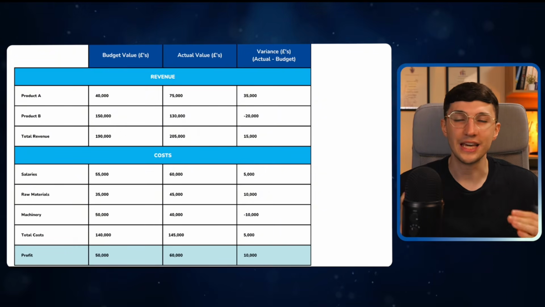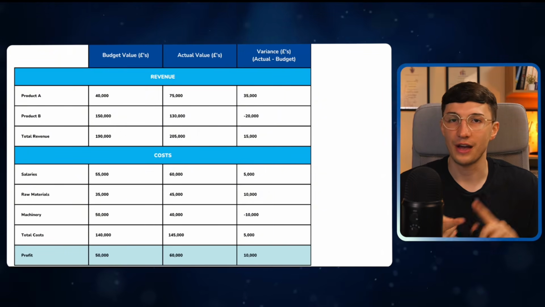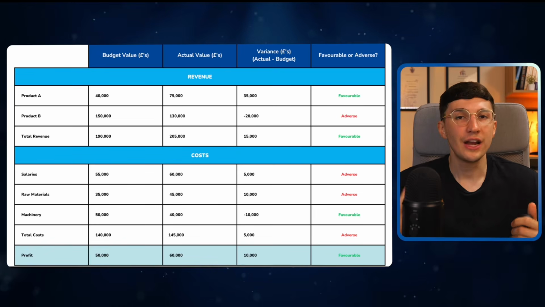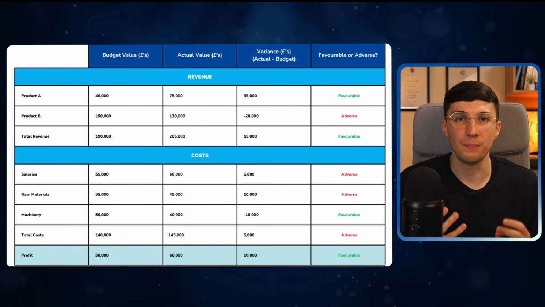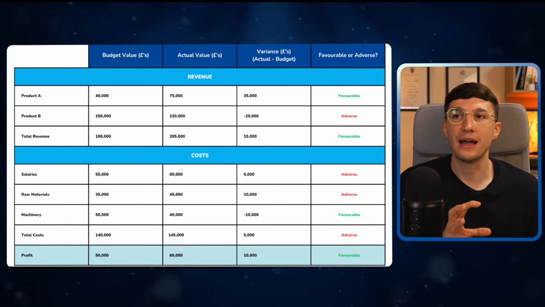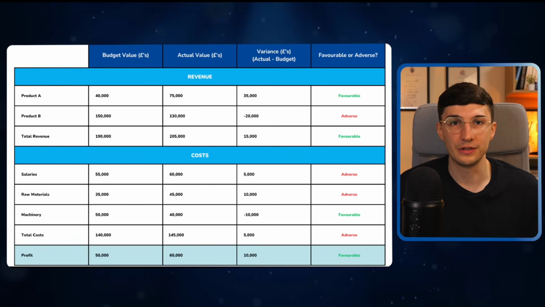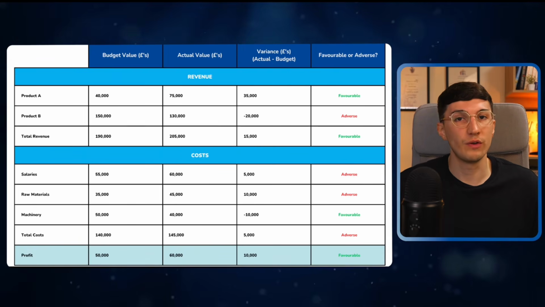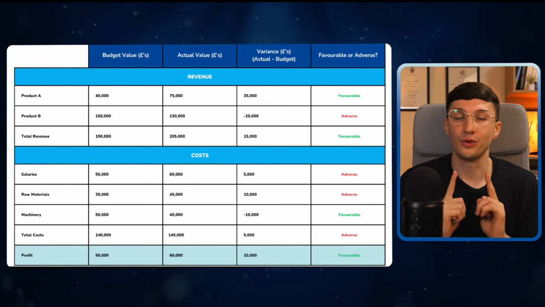Now all we need to do for each individual line is say whether it's favourable or whether it's adverse. Well, for product A, it's favourable because we've made £35,000 more than we originally budgeted for. But for product B, we've made £20,000 less than we originally budgeted for, henceforth it's adverse. Total revenue, overall we've made £15,000 more, therefore it's favourable.